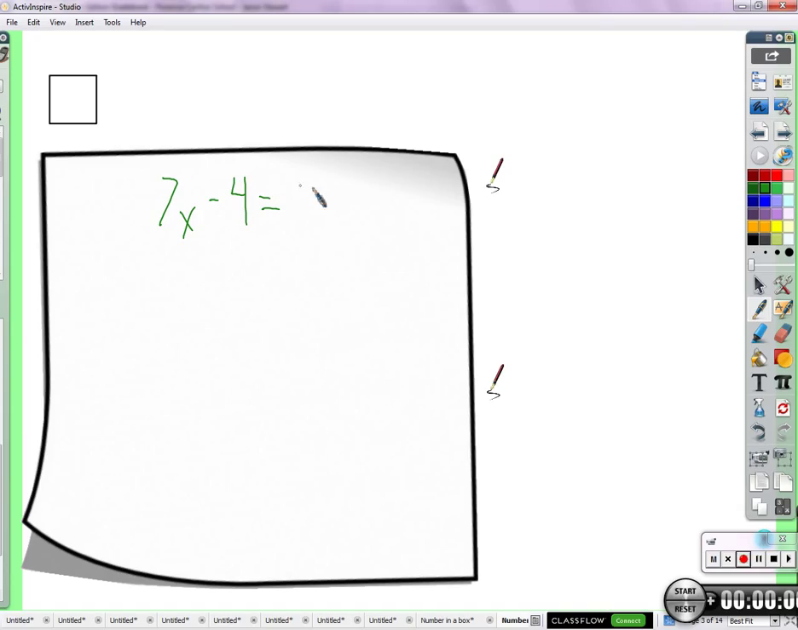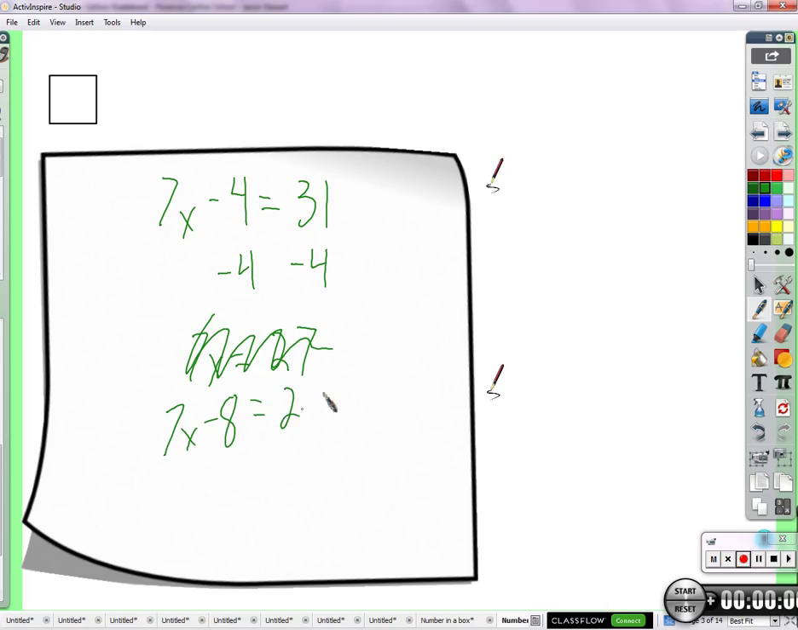So C equals 31. So here's something I see a lot as well. Well, what would I get if I subtract 4 from this side? 0. No, you don't get 0. I want 0. You get negative 8. You get negative 8. It wouldn't be 7x equals 27. It would be 7x minus 8 equals 27.